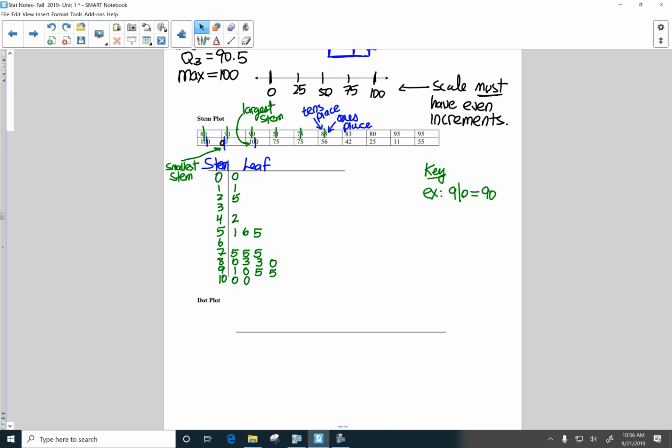Because I'm looking at this, I see a 4 and a 2. 4.2 miles, 4 feet 2 inches, 4 hours and 2 minutes. Like, I don't know. What are the units of measure here? All right. So the key is very, very important. And in fact, it's necessary.